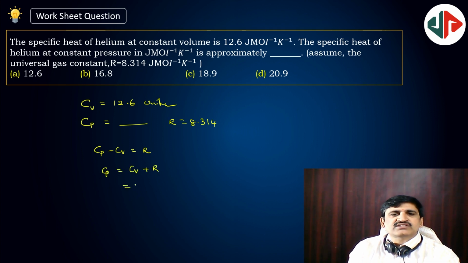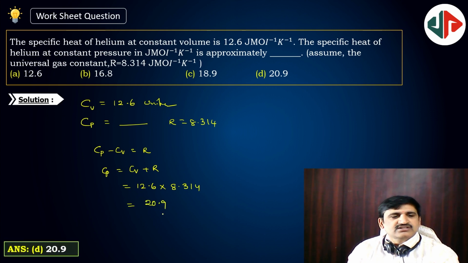Cv value how much? Cv is 12.6, plus R value 8.314. So 12 plus 8 is around 20, so 20 plus something should come. That means 20.9 is the option. So that will be the answer.